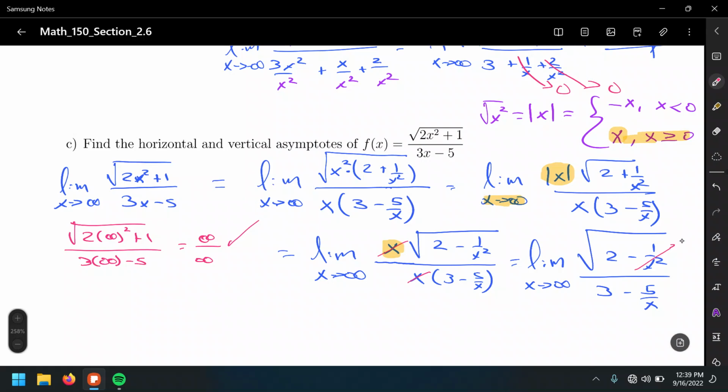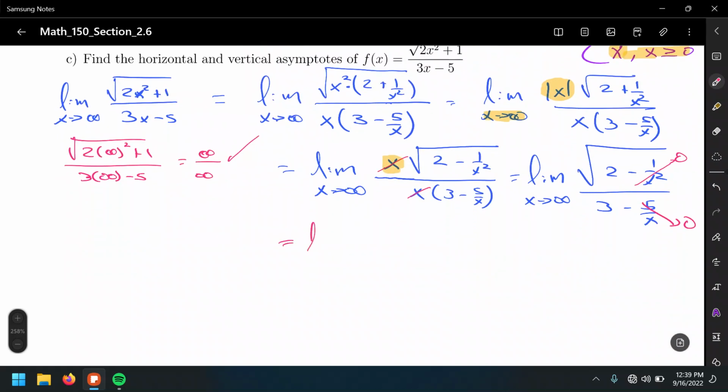So where is this going to go to? Where is that going to go to? Well, so limit as x approaches infinity. No more limit symbol because we're already computing the limit, so that's the square root of 2 minus 0 over 3 minus 0, that's simply the square root of 2 over 3. Okay, so this function has a horizontal asymptote at root 2 over 3.